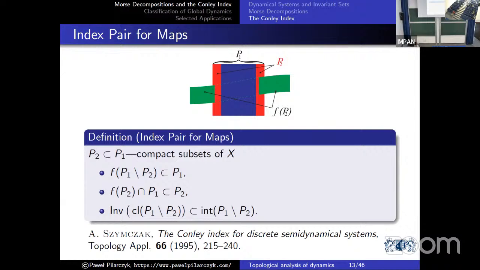The red part is the exit set, and we have the condition saying that the image of the blue part does not exit. Well, it's contained in the union of the blue and red. The image of the red part does not intersect the blue part, so it might look like the green, and this isolation condition. This generalization was made by Andrzej Szymczak in the 90s, and there were some other equivalent definitions for some specific cases by Mrozek, and some other mathematicians were involved. Nevertheless, these are the conditions for the index pair.